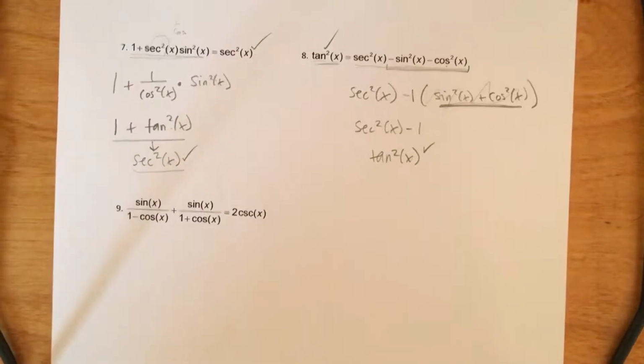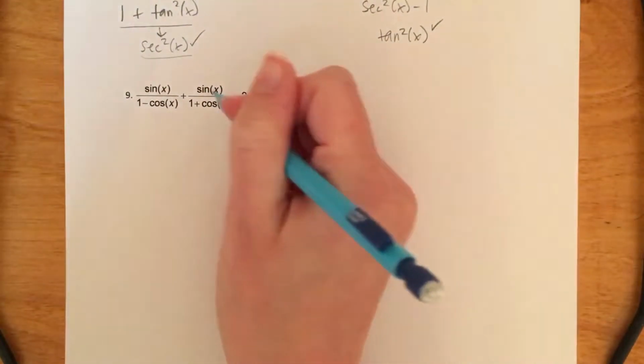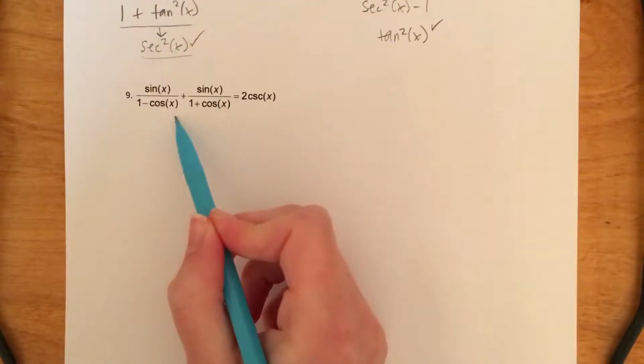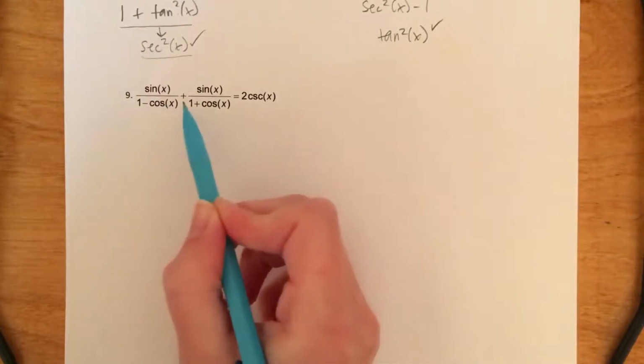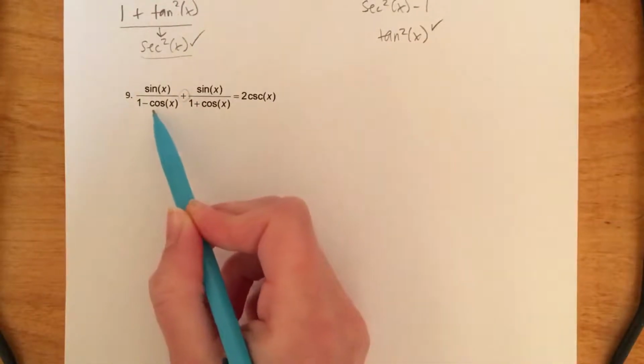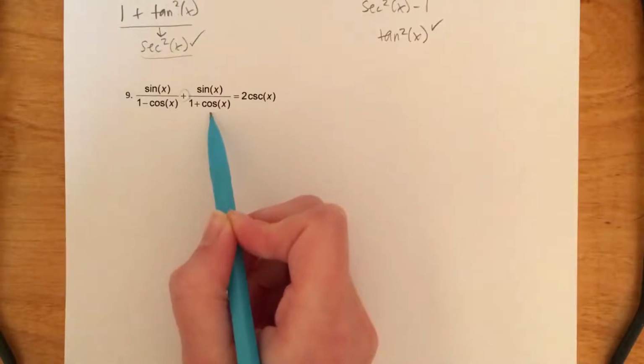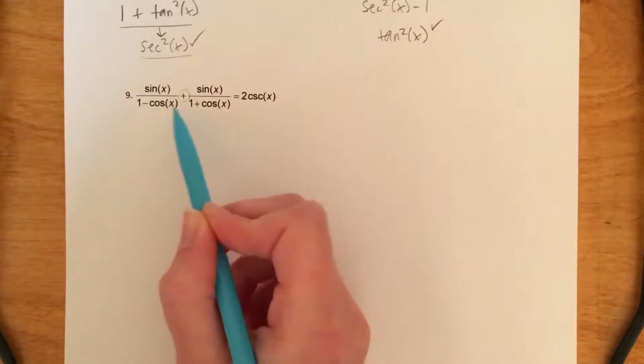And then finally, number 9. We've got this crazy stuff here. We're going to start on this side because there's a lot going on. We have 2 fractions with that plus sign in the middle. These need to be the same denominator. Unfortunately, they are not. One's a plus and one is a minus.